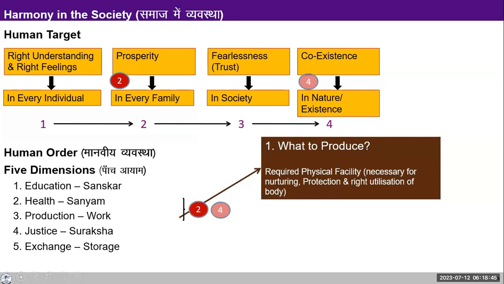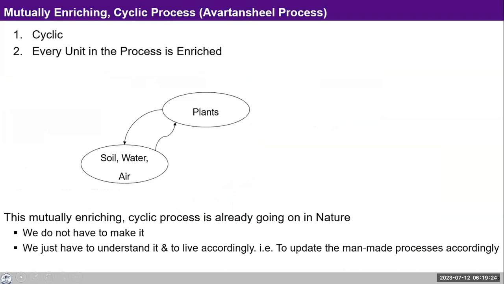And how to go about producing, of course, it has to be in a mutually enriching cyclic manner that we discussed, something that is eco-friendly, and also ensuring justice for those human beings who are involved in the process. So people-friendly and eco-friendly, both are significant. Now, when we say mutually enriching cyclic processes, if you look in nature, you see things are already like this. Things are cyclic, and in that process, every unit is being enriched. This is already going on in nature. We don't have to make it, we just have to see it, understand it, and then live according to it.